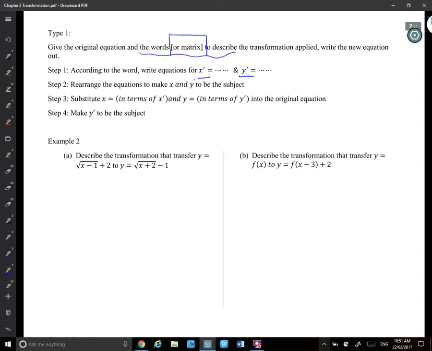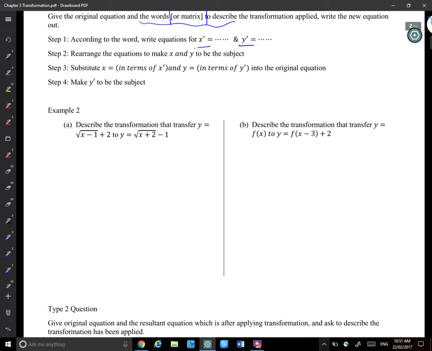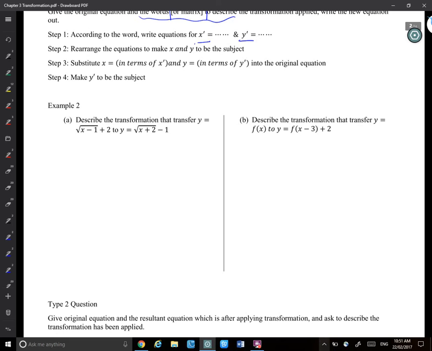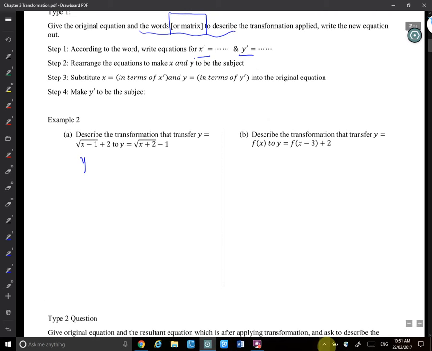Let's have a look at what a type 2 question is. So example 2 is a type 2 question. This type 2 question gives you the original function, gives you the resultant function, and asks you to describe what has been applied to this equation to go from the original to the new equation. So the method I use for this type of question is, first of all, to distinguish between y and y dash. Okay, that's the original equation.